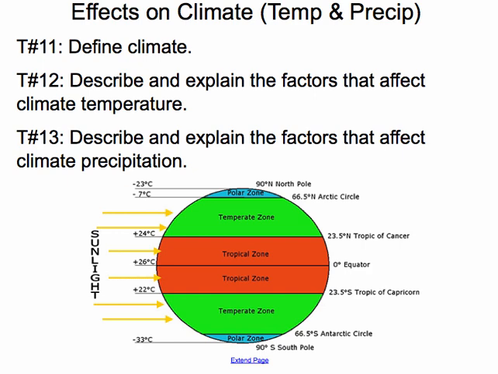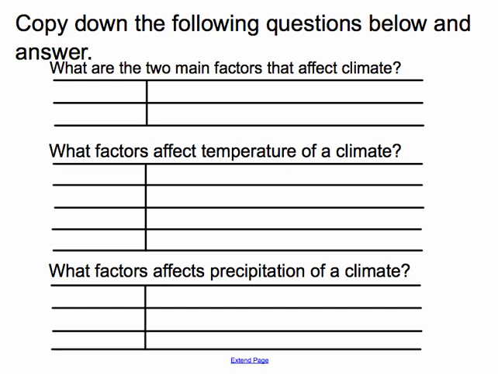Target 12 is describe and explain the factors that affect climate temperature. And then target 13 is pretty much the same thing, but how it affects climate precipitation, or how much moisture it gets. There's a good picture right down here below that you'll probably want to get familiar with for this unit and also later on this year when we study seasons. All right, so here we go.